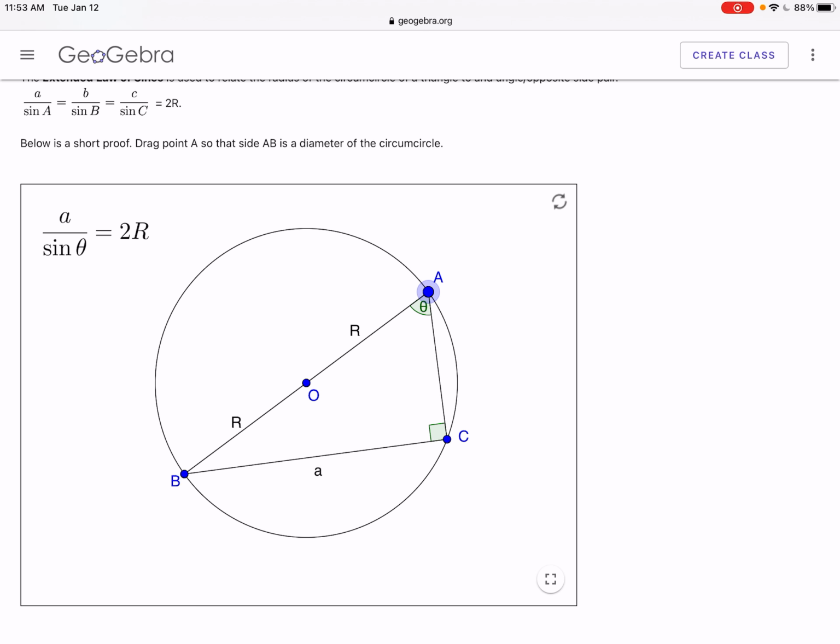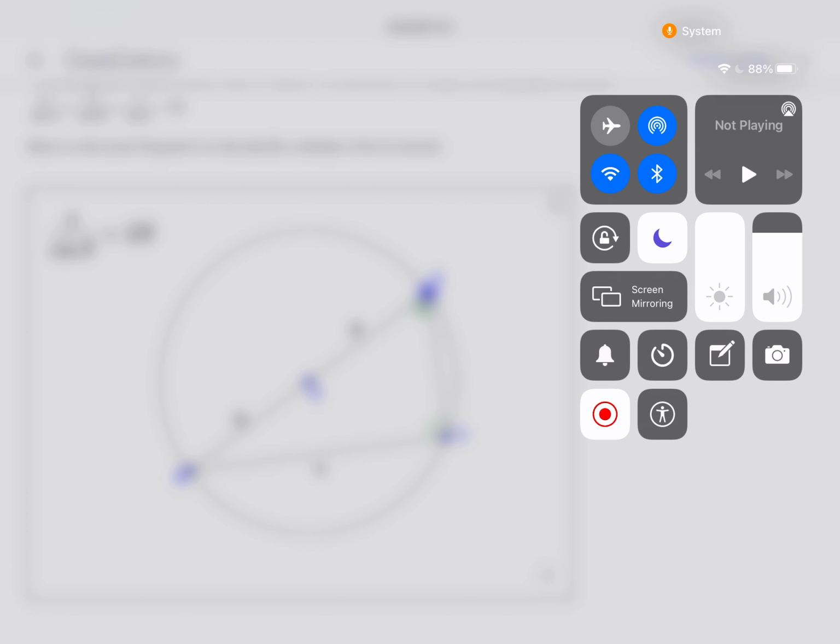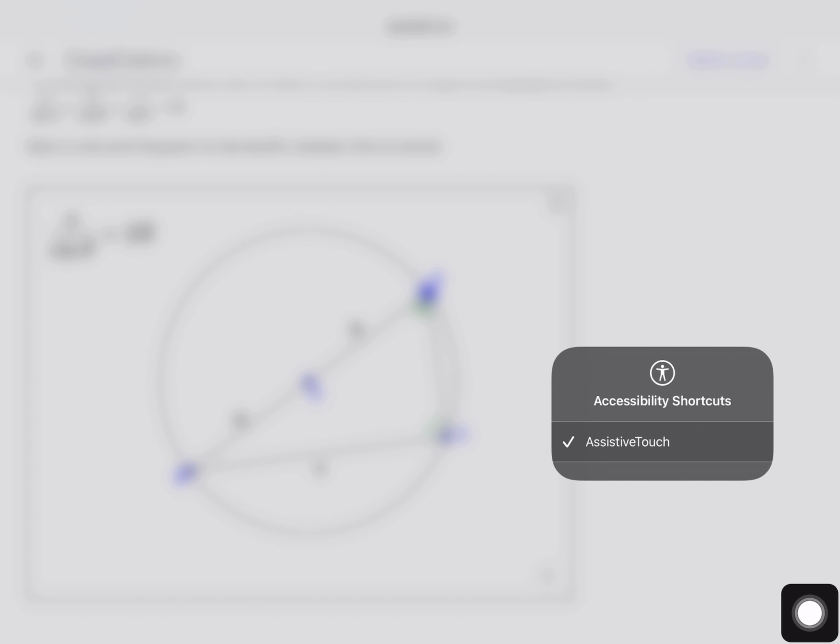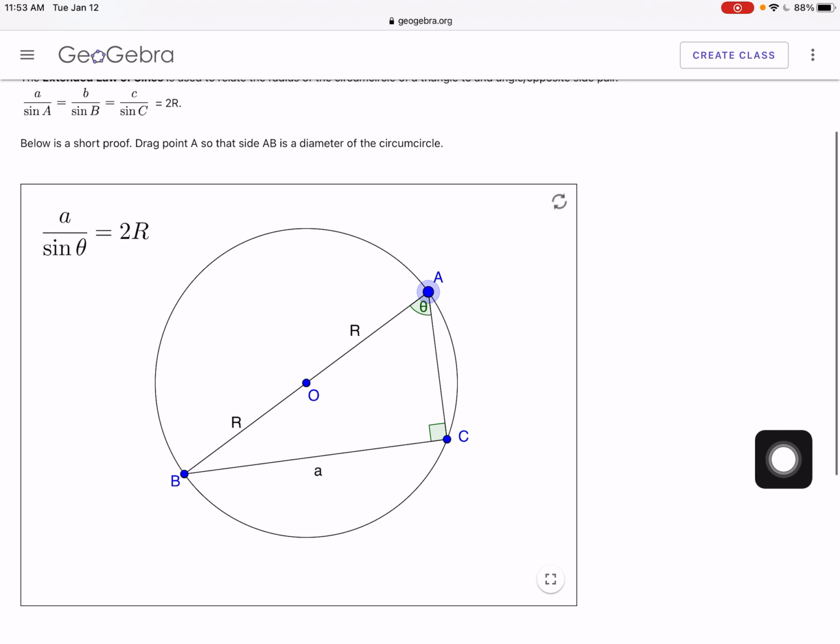Now what we have here is sine of a is going to be, hang on just a second. Sine of a, here's this angle A, is going to be opposite over hypotenuse. And so then we can say, sine of a over little a would be equal to sine of theta over a equals 2r. That's 2r.